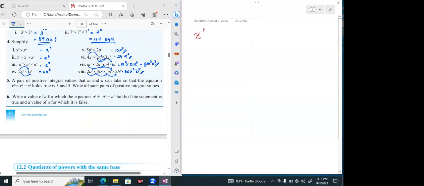x to the power of m times x to the power of n equals to x to the power of 8. That means 3 and 5 are two integral values. You have to say another such pair. Can you tell me?